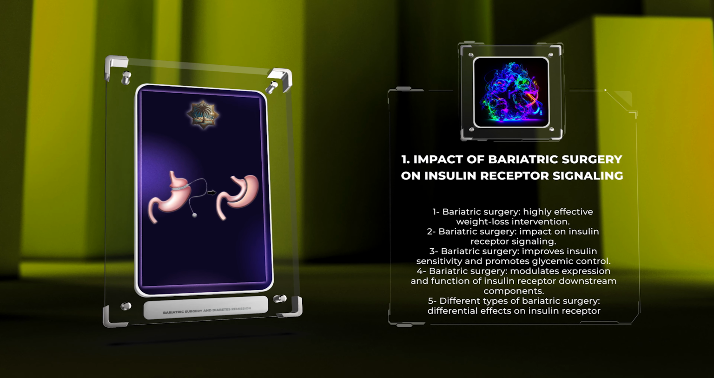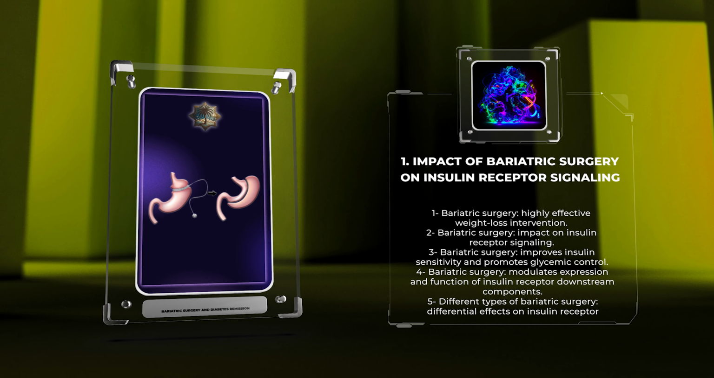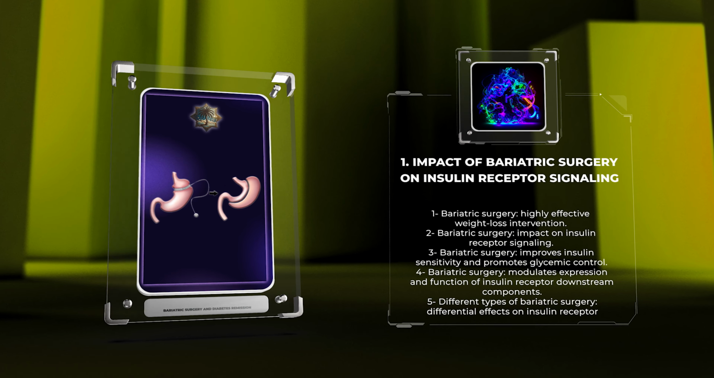with diabetes. Various types of bariatric surgery, such as Roux-en-Y gastric bypass, RYGB, and sleeve gastrectomy, SG, have demonstrated differential effects on insulin receptor signaling, potentially influencing the outcomes of diabetes remission.